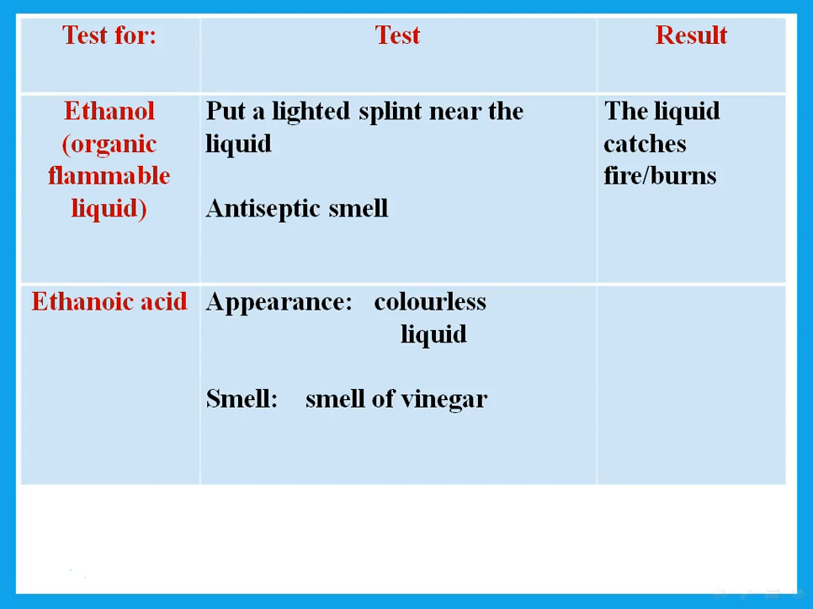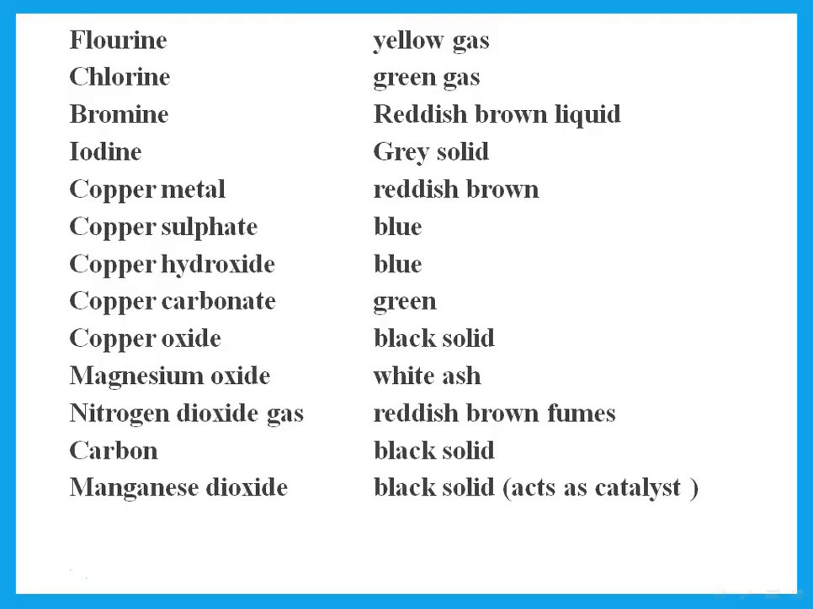Ethanoic acid, remember we said ethanoic acid, that's the chemical name for vinegar. So the appearance is a colorless liquid, the smell is the smell of vinegar. And these colors are the colors that you're supposed to know. So for example, group 7, we said fluorine is a yellow gas, chlorine is a green gas, bromine is a reddish brown liquid, iodine is a gray solid.